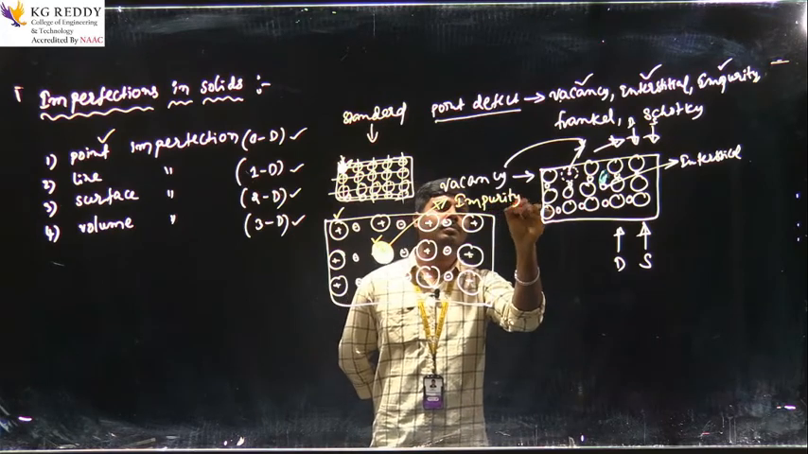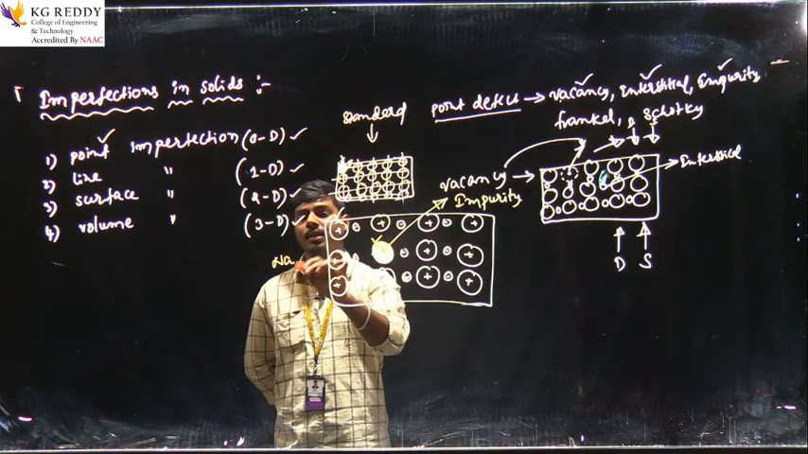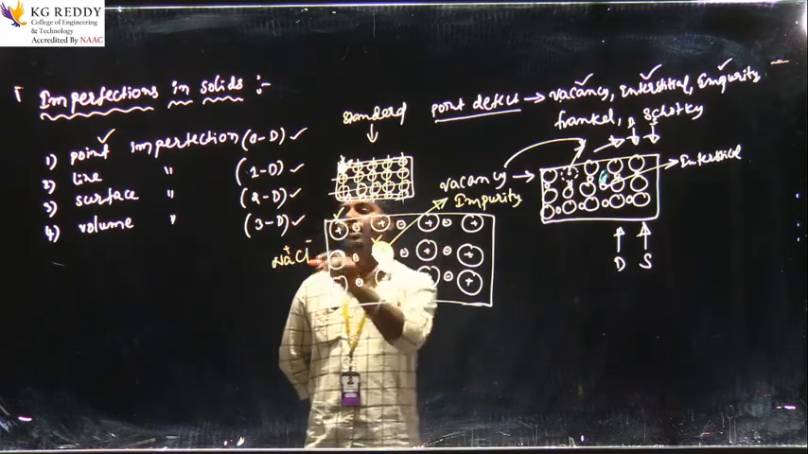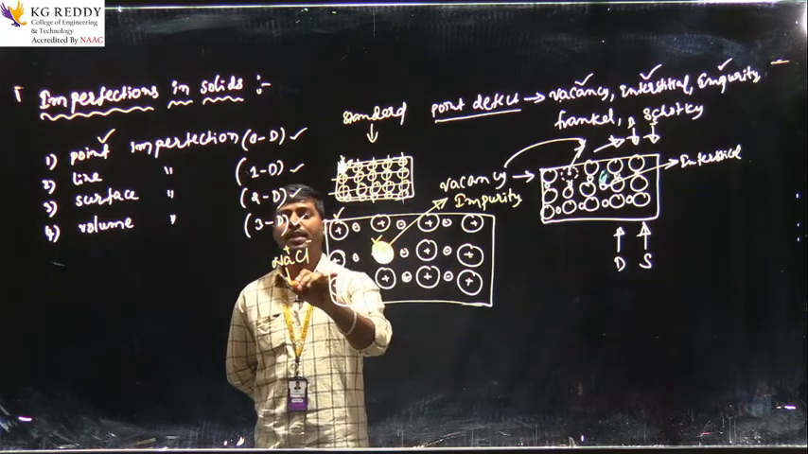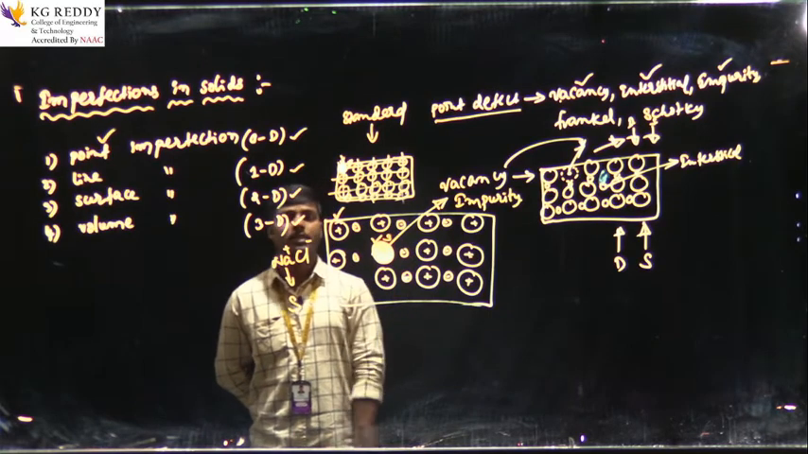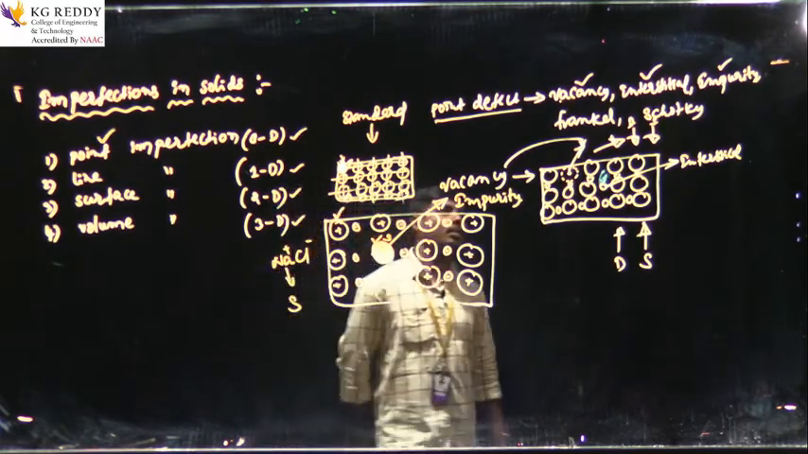Impurity defect. Suppose you take NaCl, the Na plus and Cl minus should be there in this, but sometimes, instead of Na, the sulfate is going to come in and occupy this space. That kind of defect we can call the impurity defect.